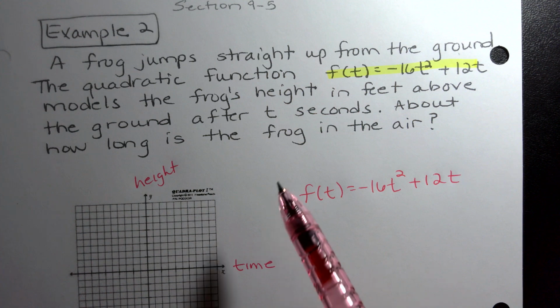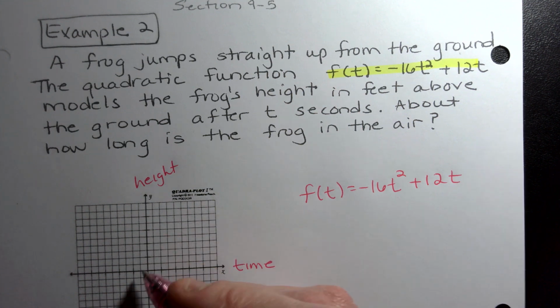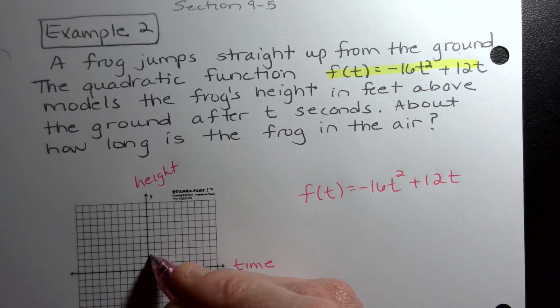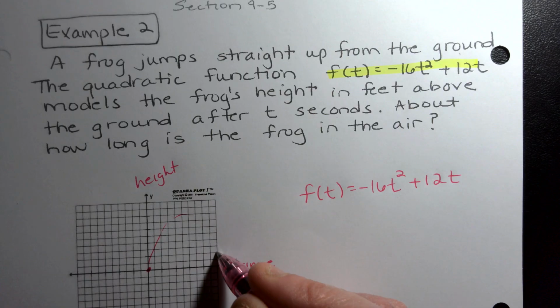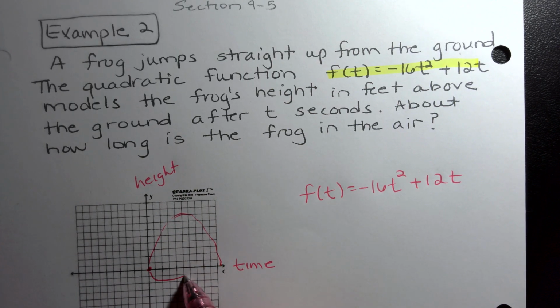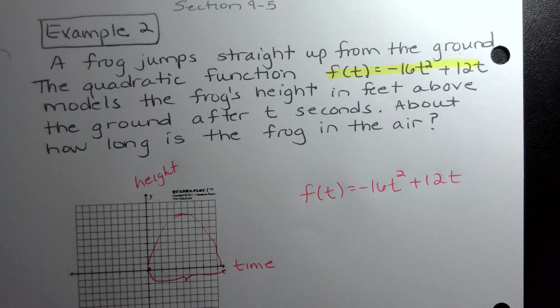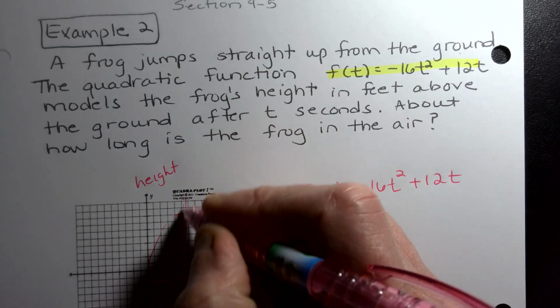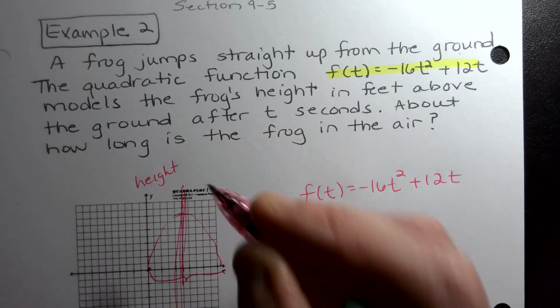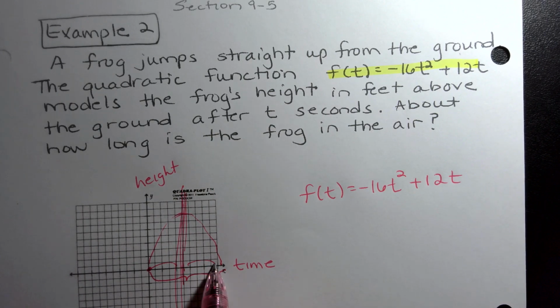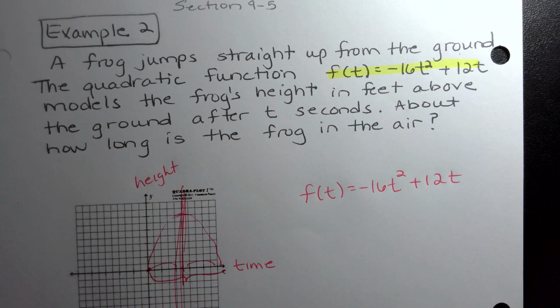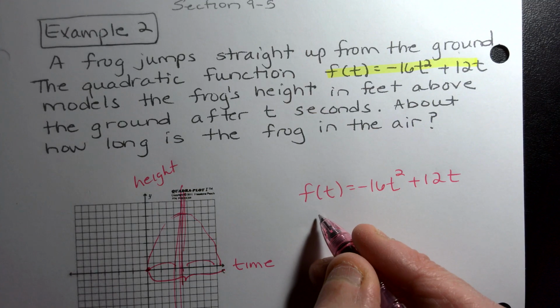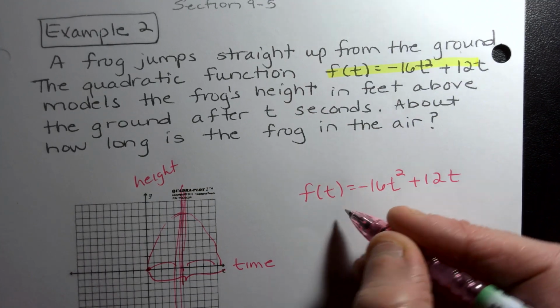I need to know how long the frog is in the air. So it's starting here at nothing. It's going to jump and it's going to come down wherever it comes down. And I need to know that. How long? So if I know the axis of symmetry, then I know that this would be twice that. So let's go and figure out that axis of symmetry.